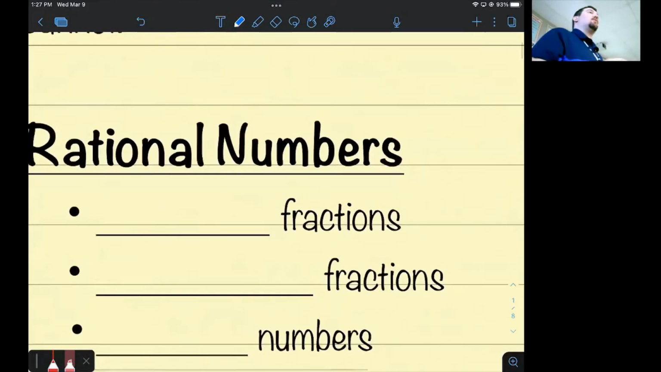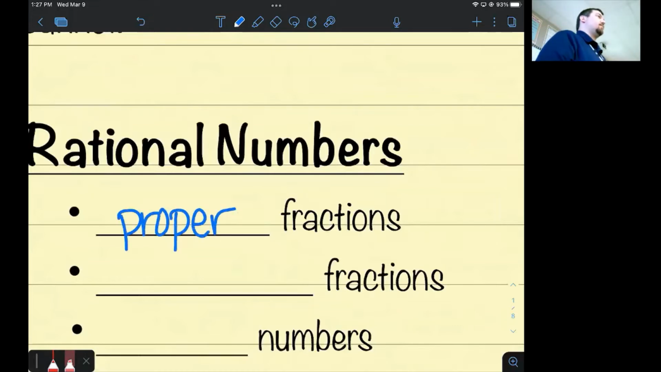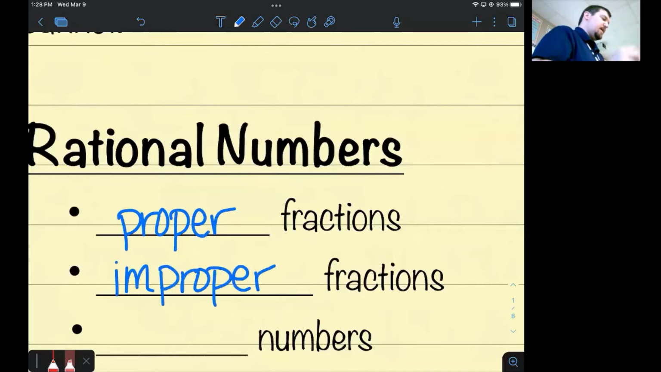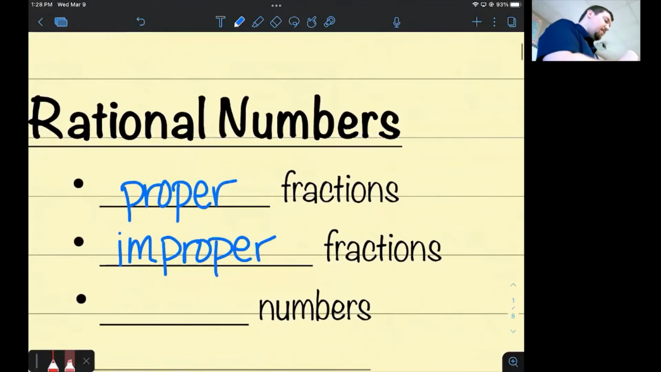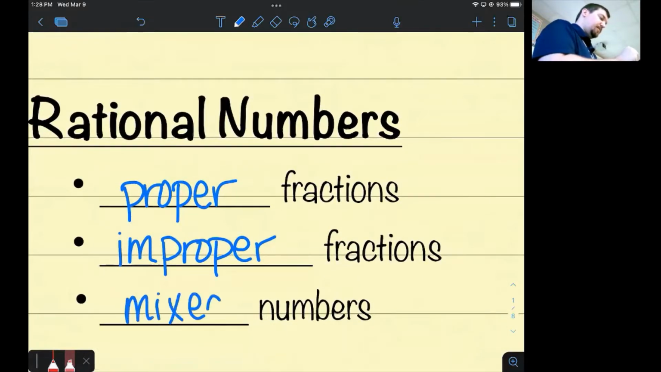The first fraction you ever learned was a proper fraction. What does it mean to be a proper fraction? It means you can't turn it into a mixed number, meaning the top number, the numerator, is smaller than the denominator. You've also got improper fractions, where the numerator is larger than the denominator, and those can be turned into mixed numbers, which is our next one. A mixed number can obviously be written as a fraction.